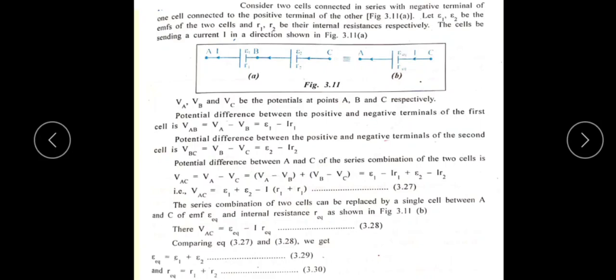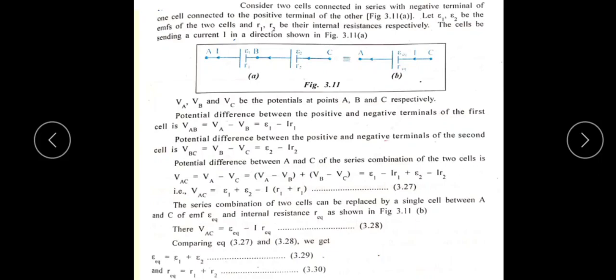We have the formula V is equal to E minus IR. Hence, the general formula is E minus IR, but here we have E is equal to E equivalent. Hence, this is E equivalent minus I into R equivalent. This is equation number 3.28.